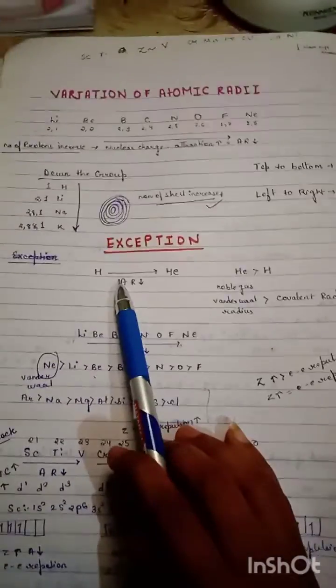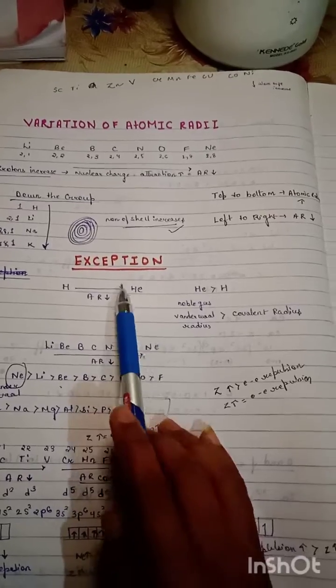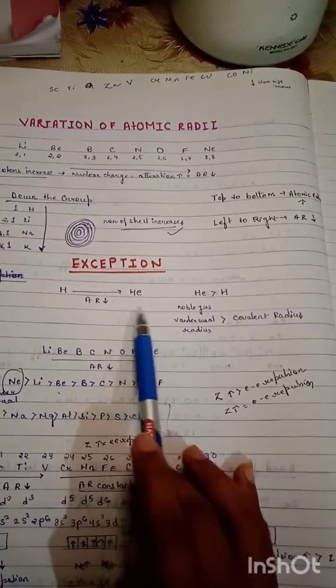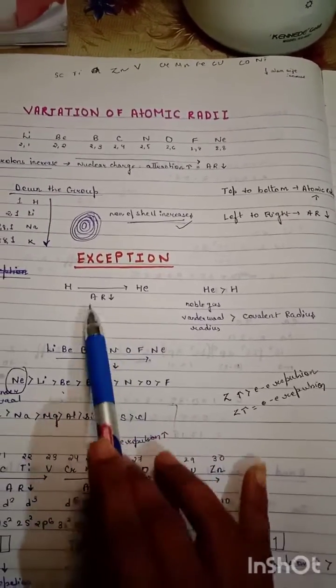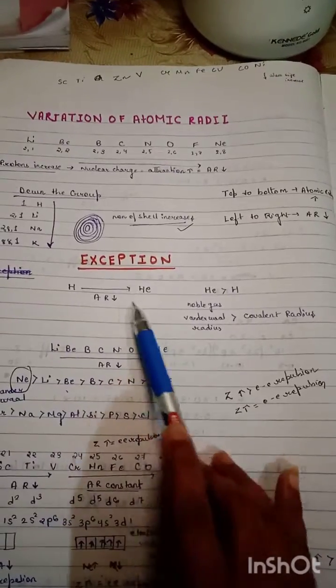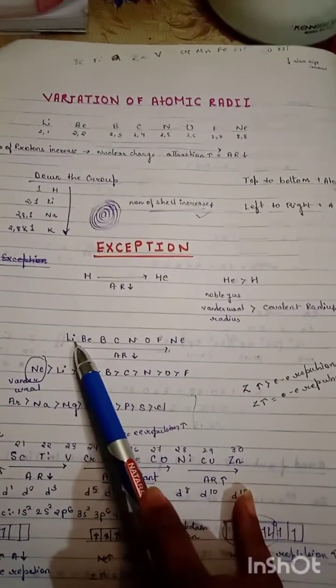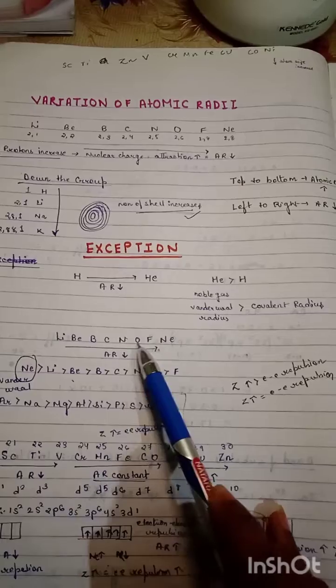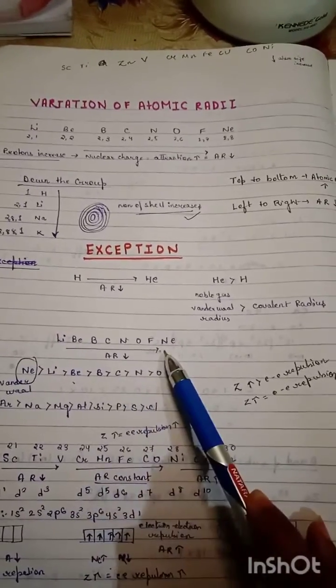As we know, from left to right atomic radius decreases, but in the case of helium it has a larger atomic radius, or larger size, than hydrogen, so it does not follow the trend. Helium is one of the exceptions. Now the second case: from lithium, beryllium, boron, carbon, nitrogen, oxygen, fluorine, neon, atomic radii decrease.